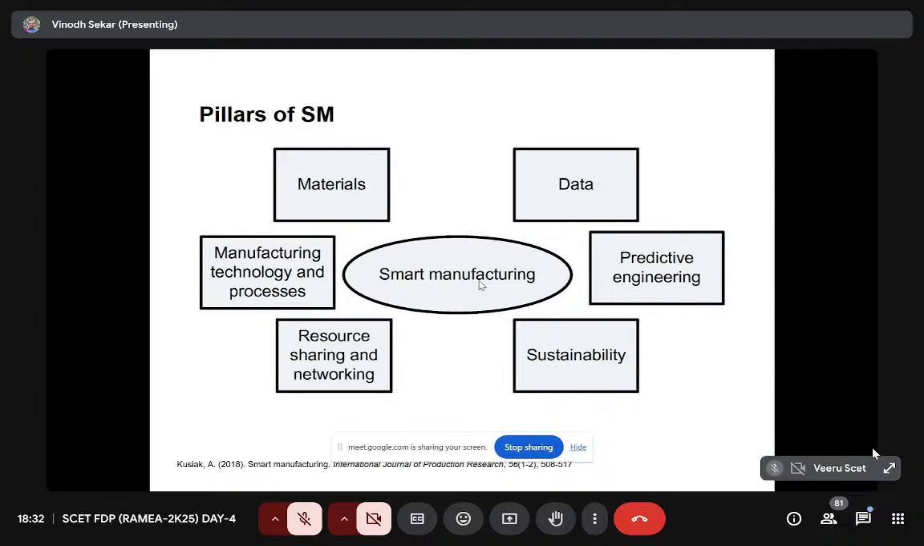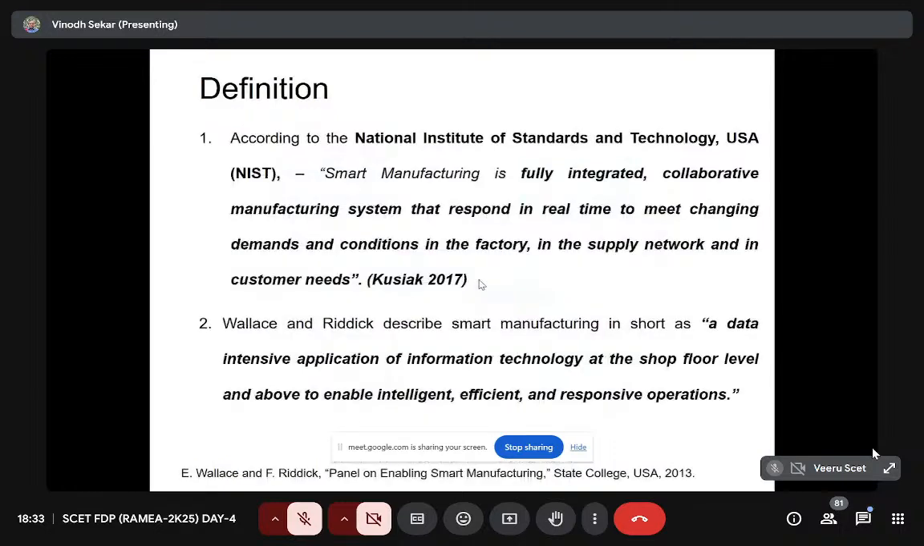So now let us spend some time on discussing the various pillars of smart manufacturing, starting from the materials perspective, the data parameters, predictive engineering, manufacturing technology and process, and also the resource sharing and networking aspect, sustainability, and so on. Sustainability is a very important pillar of the smart manufacturing system, which we'll be spending time on towards the later part of the presentation, on sustainable systems. So we can understand that there's a connect between the smarter systems and the sustainable systems.